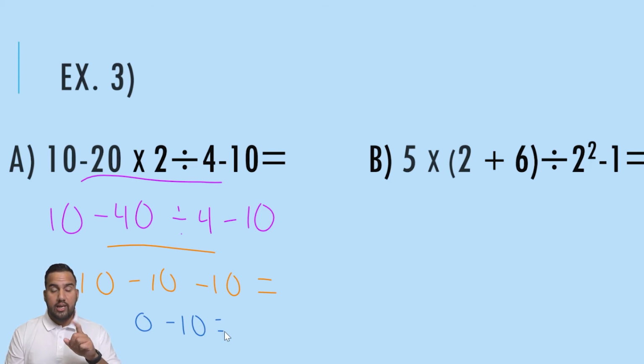How many negatives do you see? You see 1. 1 negative subtract. 10 minus 0 is 10. 10 is a bigger number, so your answer is going to remain as negative 10. And that's it. Last one for this video and this exercise.